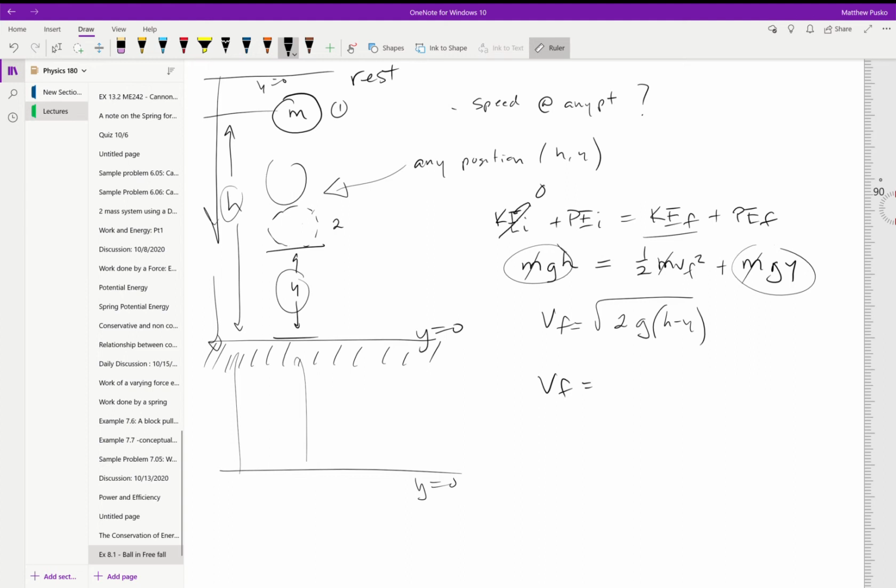That's basically a trick. If you can call one of them y equal to 0, then it has no potential energy in that state, and we don't have to worry about it. We get to cross it out. But we find that in general, the final velocity of something that's dropped some distance, delta y, is just the square root of 2g times that change in position.